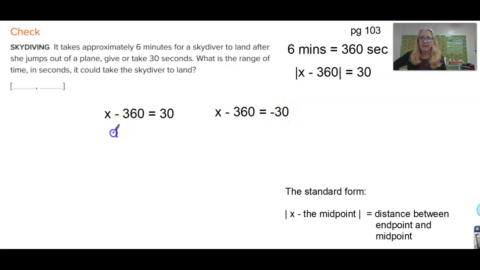Okay, so we're going to add 360 to both sides. And we get x is equal to 390. All right, and here we're going to add 360 to both sides.